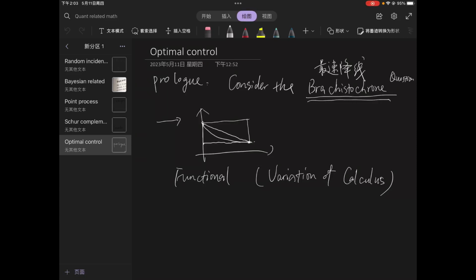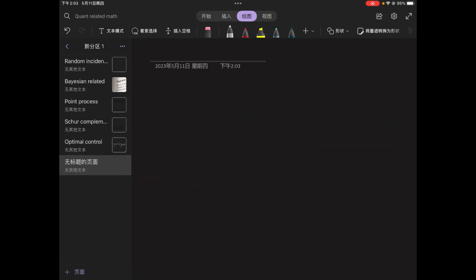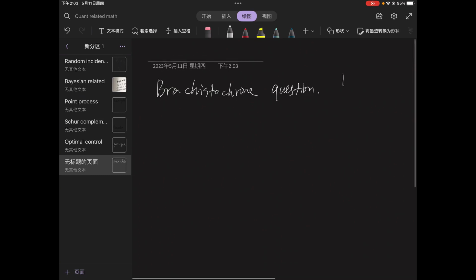Hello everyone, so today I'm going to start a new section of the math series. It's called optimal control, and I'm going to introduce you to a prologue. It's the Brachistochrone question, for somebody who is familiar with that. It's essentially the question that Bernoulli asked all of Europe, and then Newton solved it in one night. I think that's a famous story. And now we are going to solve it today.